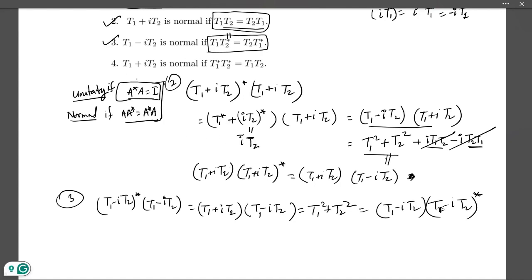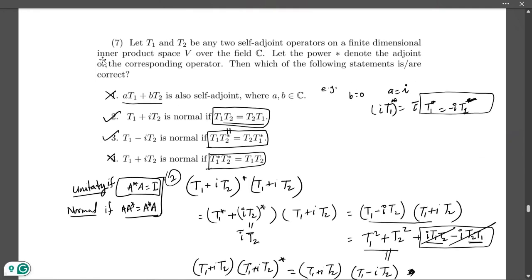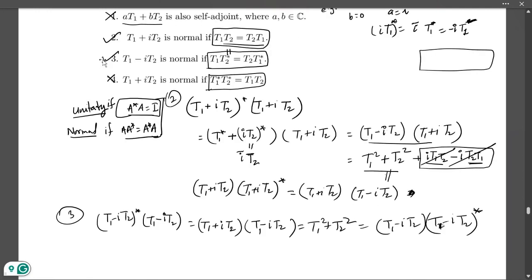Good. So what about the fourth? This condition says nothing if T1 and T2 are not commuting. Basically the problem is we cannot cancel these two terms. If T1 T2 is not equal to T2 T1, you cannot cancel them. That is why the fourth option fails, and the second and third hold. Okay, good, understood.